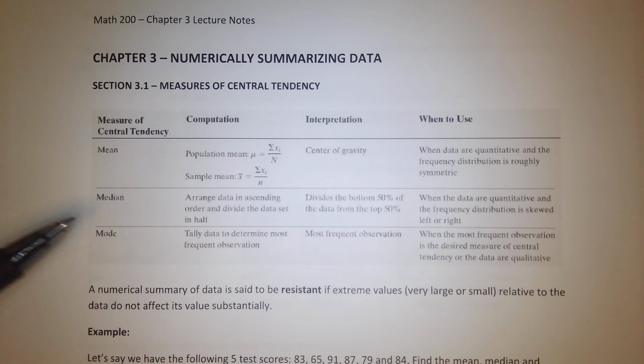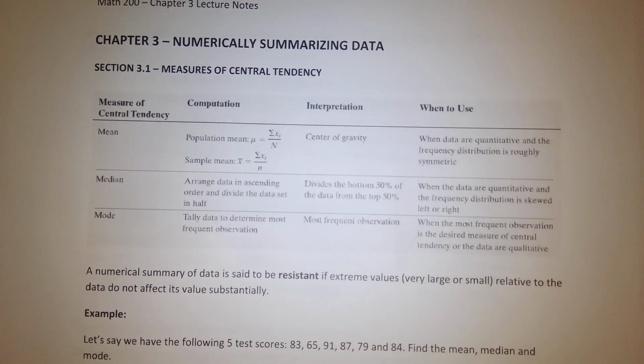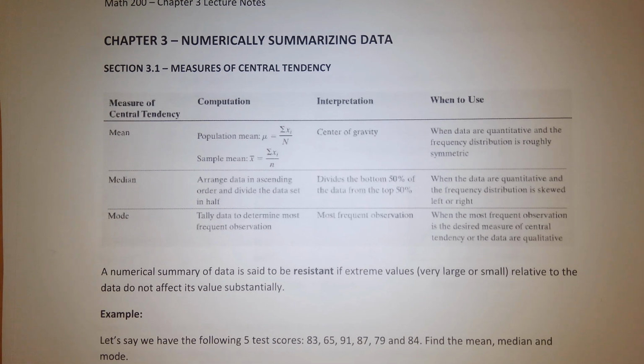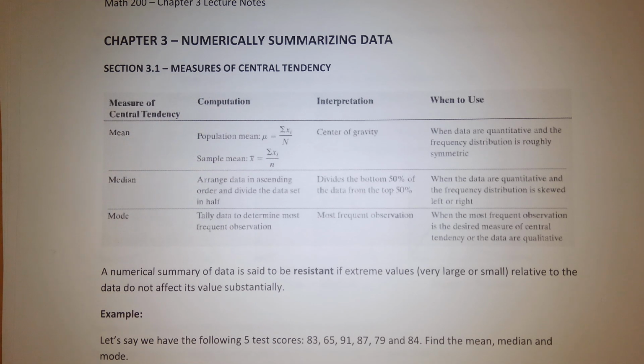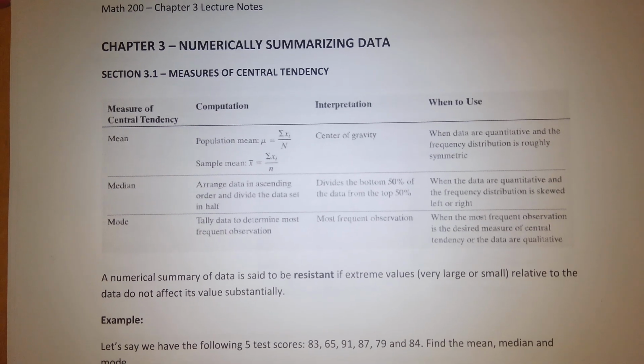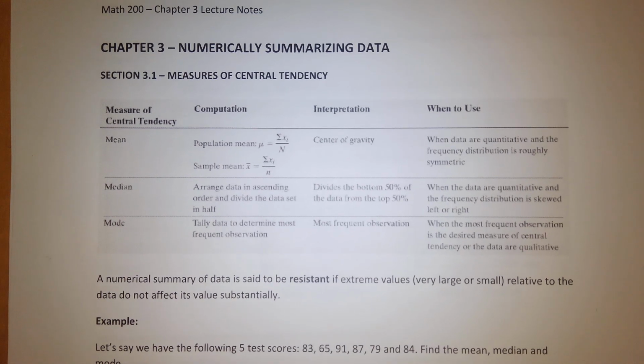Mean, median, and mode are three ways we can measure what's called central tendency. In other words, it's a way of describing the data by telling what the middle of the data looks like, or the center of the data. So in describing the mean, median, and mode, we come up with these three formulas for each.